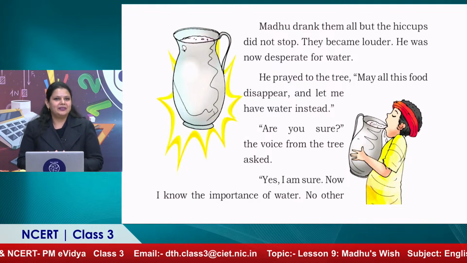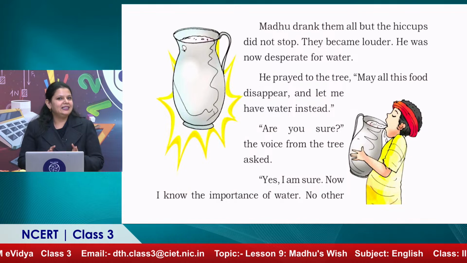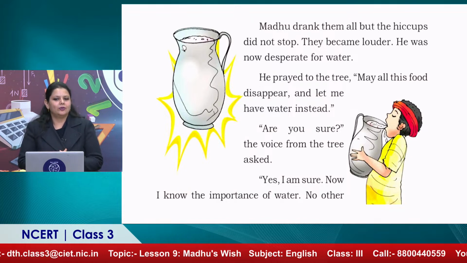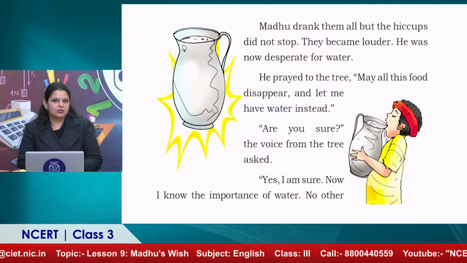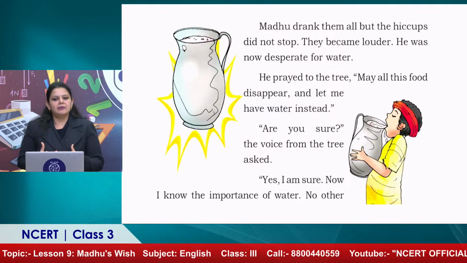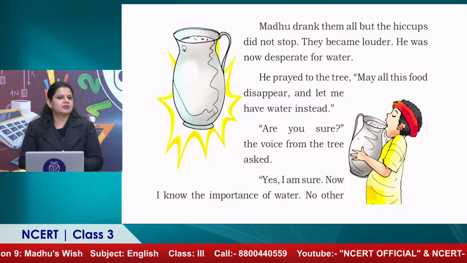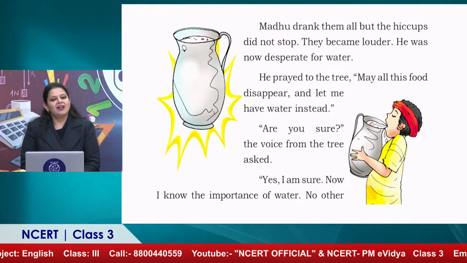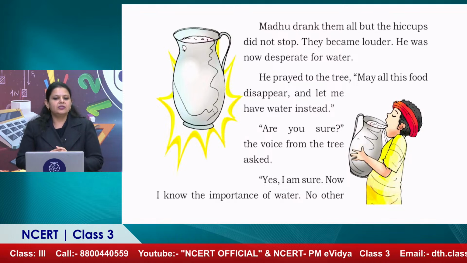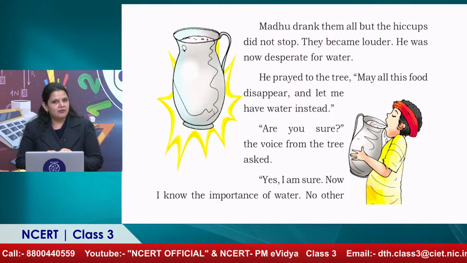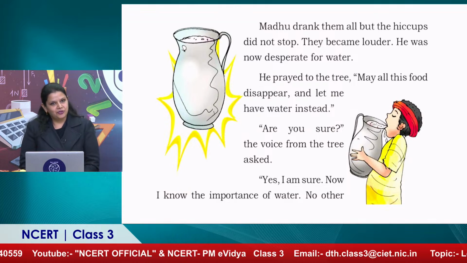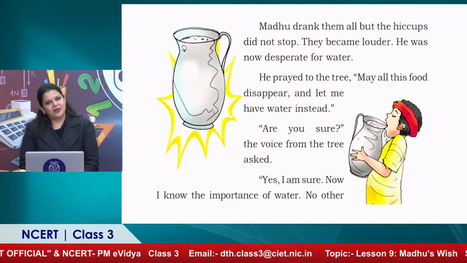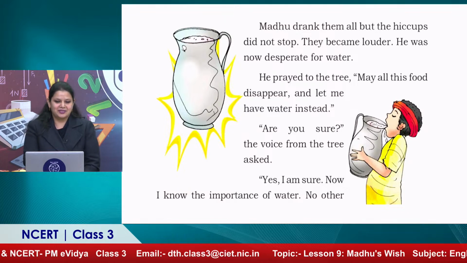So, when all these, badam milk and kheer and all the sharbats appeared in jugs, he started drinking all these, but the hiccups did not stop. Instead they became louder. So now he was just desperate for water. He wanted nothing else but water. He prayed to the tree, "May all this food disappear and let me have water." "Are you sure?" the tree asked, and he said, "Yes, I'm sure. Now I know the importance of water."